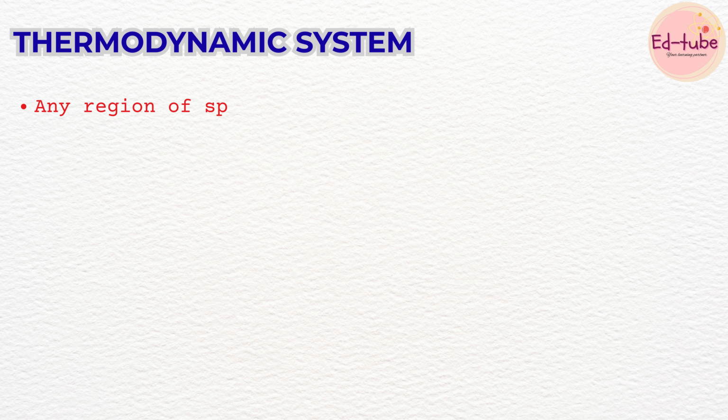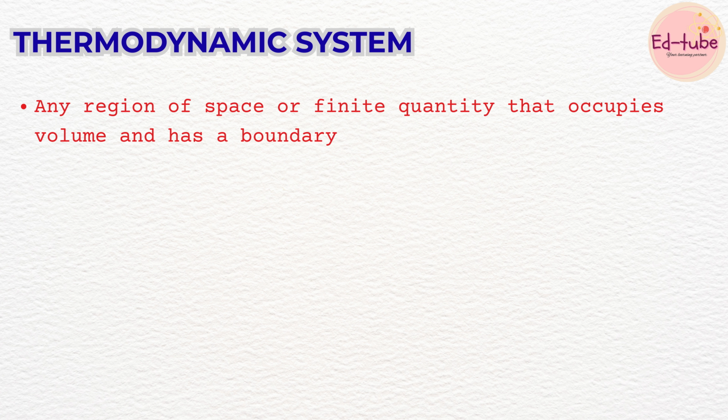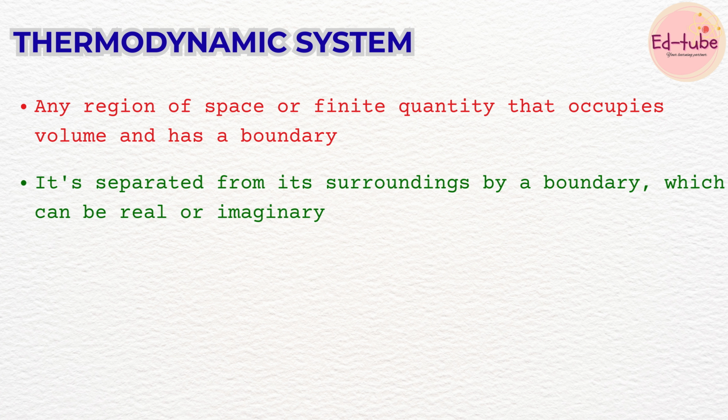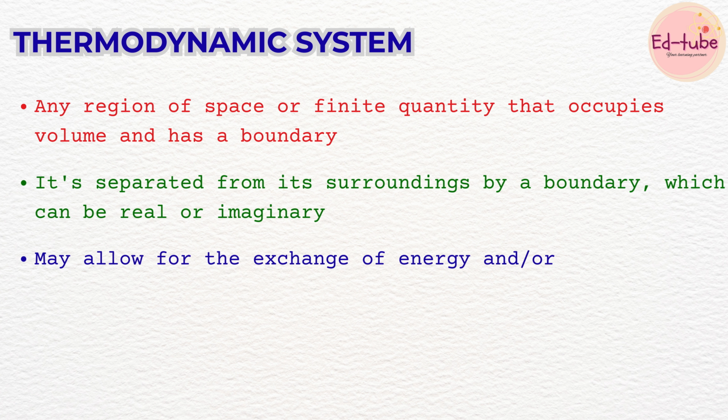A thermodynamic system is a region of space or a finite quantity of matter that occupies a volume and has a boundary. It can be separated from its surroundings by a boundary, which can be real or imaginary. Basically, it's the region or matter which is being studied or analyzed. It may allow the exchange of energy or matter or both. Understanding thermodynamic systems is crucial for analyzing and designing various energy-related systems.